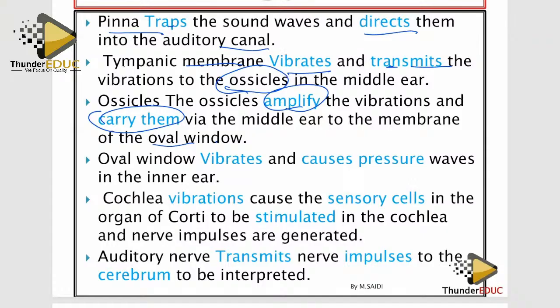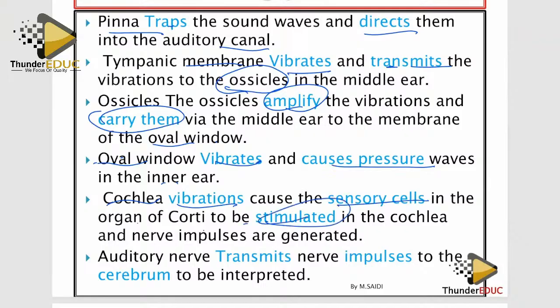So what's happening with the oval window? The oval window vibrates, causing a pressure wave in the inner ear. It causes that pressure wave so that the fluid inside is able to shake. Then the cochlea vibrates. Remember, it is the vibration in the cochlea, the cochlea itself doesn't vibrate. The vibration in the cochlea will cause the sensory cells in the organ of Corti to be stimulated.